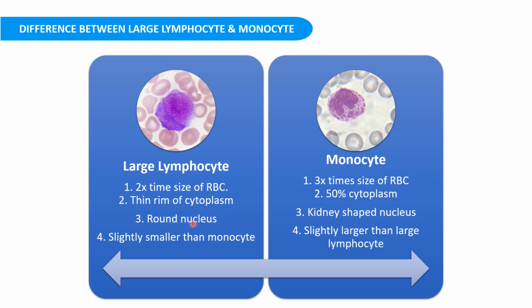Another, third difference is the nucleus. If the nucleus is round, it is a large lymphocyte. If it is bean shaped or kidney shaped, it is a monocyte. But the shape of the nucleus is not very important because when you make a smear, a kidney shaped nucleus may become round. So it is not given much importance, but in the majority of cases a kidney shaped nucleus is a monocyte and a circular nucleus is a large lymphocyte. The main difference is the cytoplasm. If there is less cytoplasm, it is a large lymphocyte. If there is more cytoplasm, it is a monocyte. These are the differences between the large lymphocyte and monocyte.